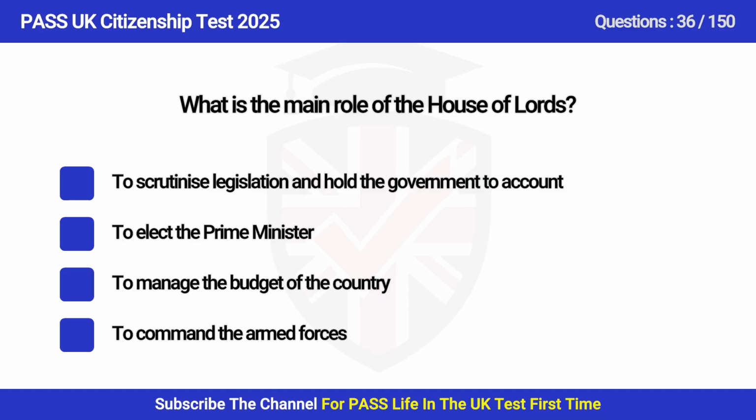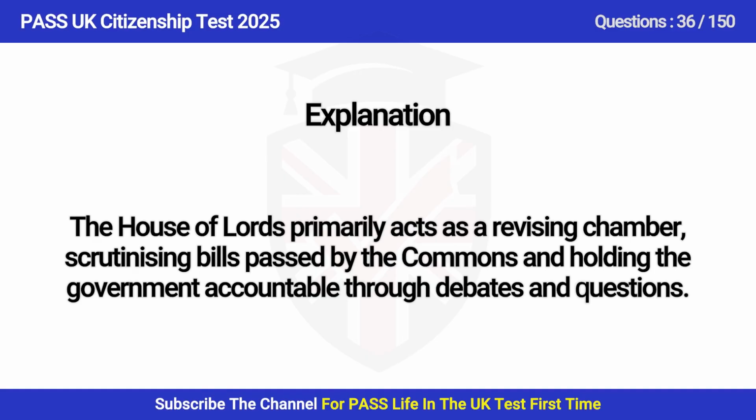Question 36. What is the main role of the House of Lords? A. To scrutinise legislation and hold the government to account. B. To elect the Prime Minister. C. To manage the budget of the country. D. To command the armed forces. Answer is A. To scrutinise legislation and hold the government to account. The House of Lords primarily acts as a revising chamber, scrutinising bills passed by the Commons, and holding the government accountable through debates and questions.